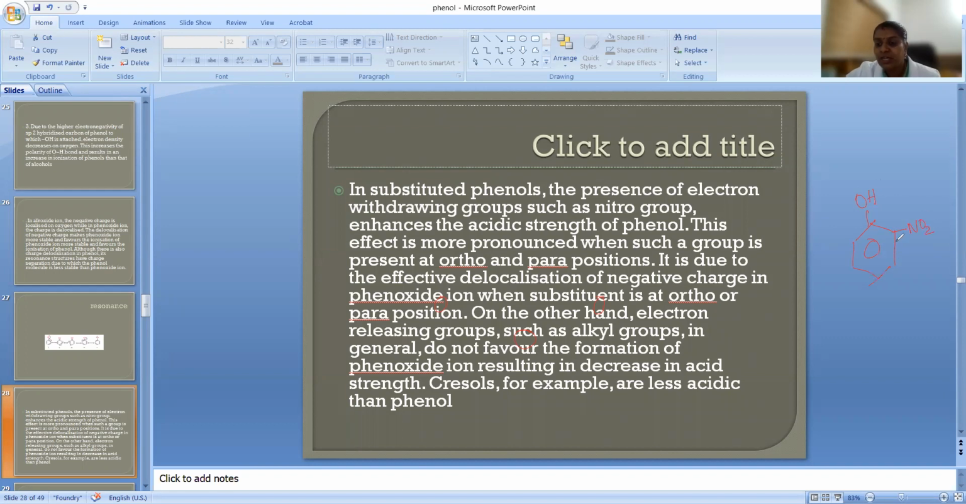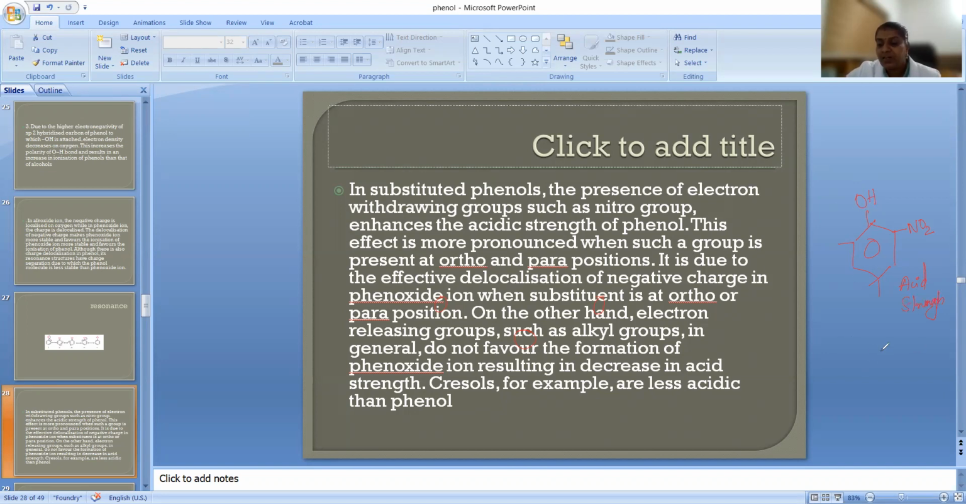You have to substitute either at the ortho position or at the para position, because the electron density is more at the ortho and para positions. So if you substitute the NO2 group at the ortho and para positions, what will happen? It will drag electron density towards itself, so that the acidic strength will increase. When it is dragging electrons towards it, the positive charge on the oxygen atom will increase, right? Because the electron density is more dragged towards the ring.